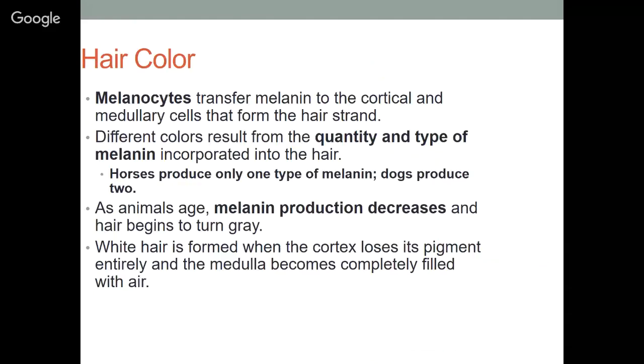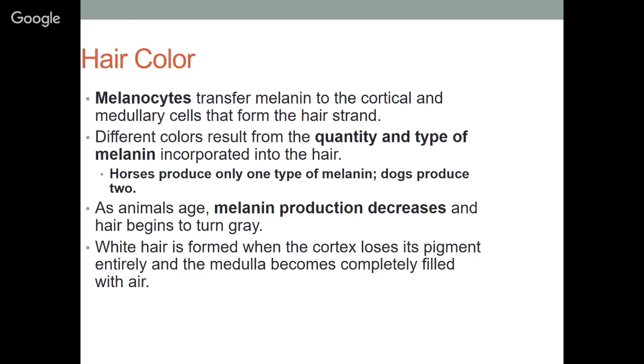Hair color. How do animals get different colored hair? Well, remember those melanocytes. Those melanocytes transfer melanin to the cortical and medullary cells that form the hair strand. How do we know what color the animal is going to be? It depends on the genetic process. Different colors result from the quantity and type of melanin incorporated in the hair. Horses produce one type of melanin, dogs produce two. You remember back to that slide where we had the melanocyte with the projections. I said that dogs have eumelanosomes and pheomelanosomes. Horses only have eumelanosomes.